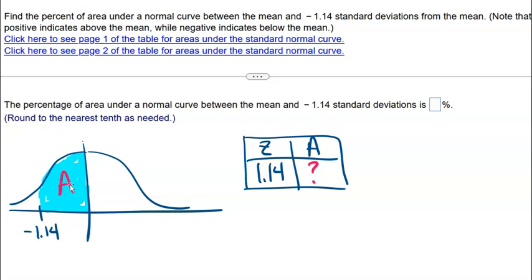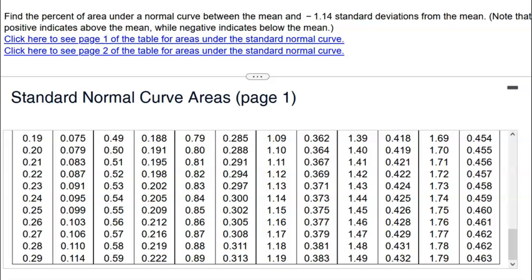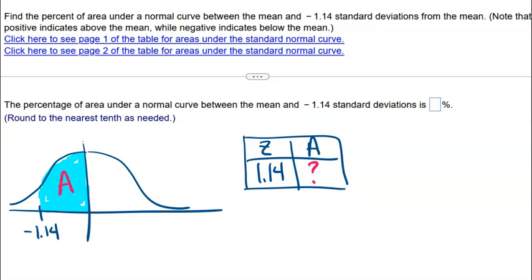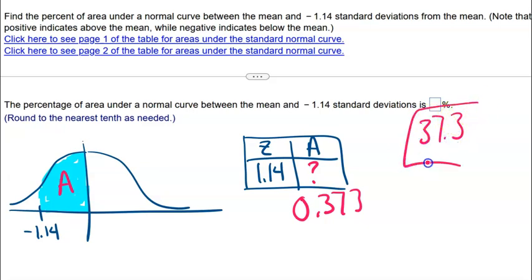If I go to a table, I am trying to find 1.14 in my Z column. I know it's hard to tell because I left the headers off, but remember, if the first column is Z, the second one's A, third Z, A, Z, A. So this is a Z column here, and this is an A column, and I'm looking for 1.14, and my answer is 0.373. So that A value I'm looking for is 0.373. In percent form, that's 37.3%.